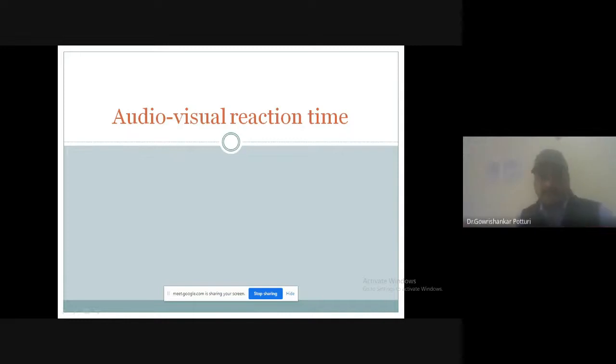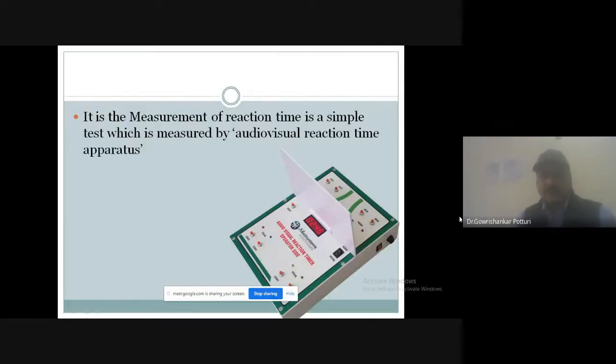It's fine, right? See, audio visual reaction time. This is the apparatus, what you are looking at. One side the operator will be sitting, the other side the patient will be sitting. So there will be a screen. What the operator is doing, the candidate cannot see. So it is the reaction time between the operator giving a signal and the identification of the signal by the candidate. Did you get it? Yes, sir. We understood.